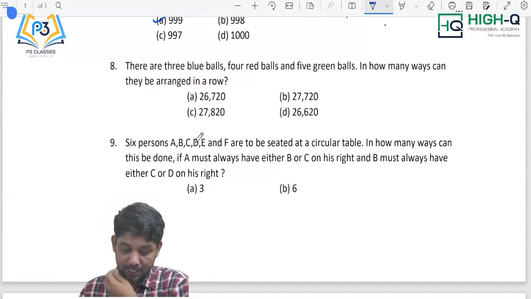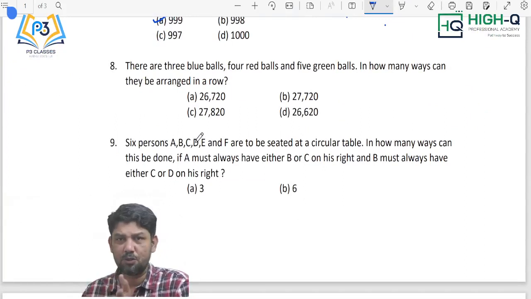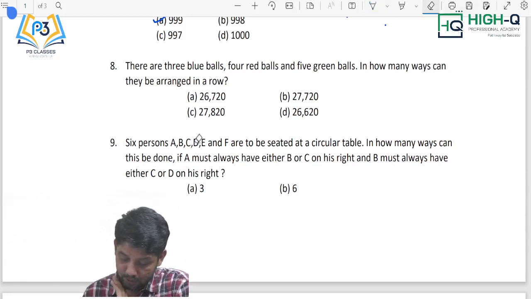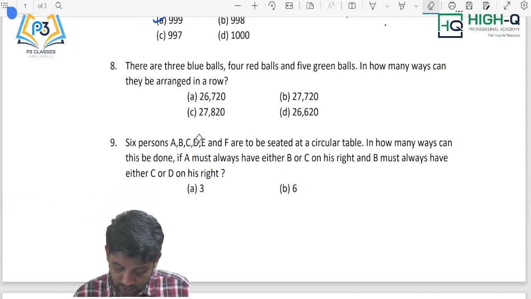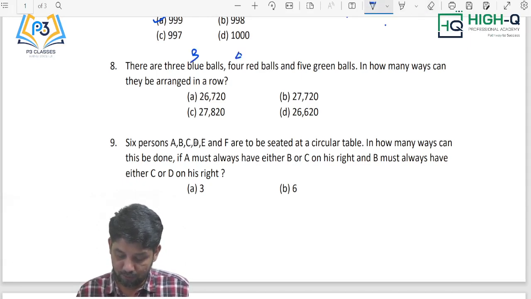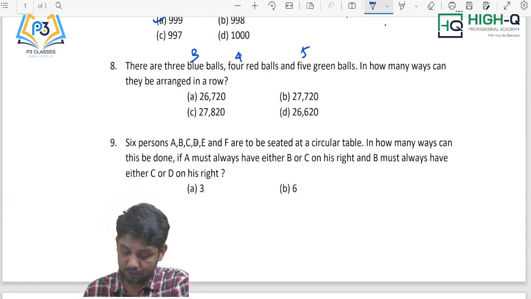Next step. There are 3 blue balls, 4 red balls and 5 green balls. In how many ways can they be arranged in a row? So there is no restriction. There are 3 blue balls. 3 blue balls can be arranged among themselves in 3 factorial. Sorry. Here, in how many ways can they be arranged in a row? We are going to arrange them in a row. What is it? 3, 4, 5. So 3 balls, 4 balls and 5 balls. Sir, total there are 12 balls.